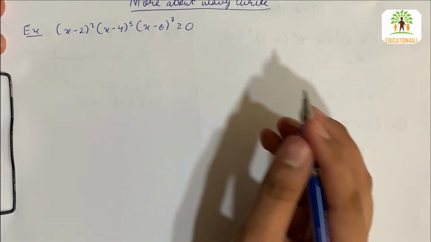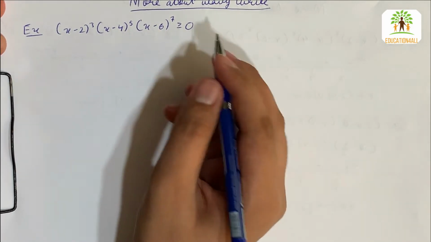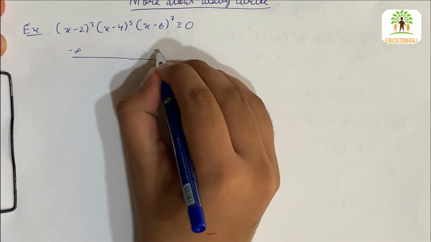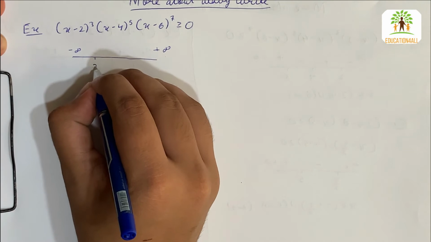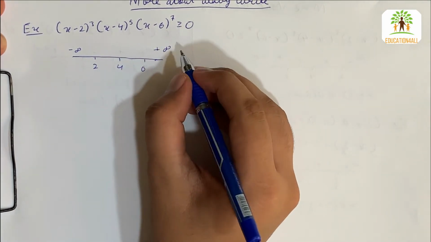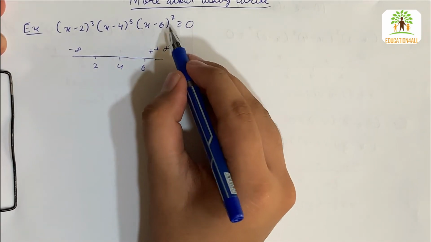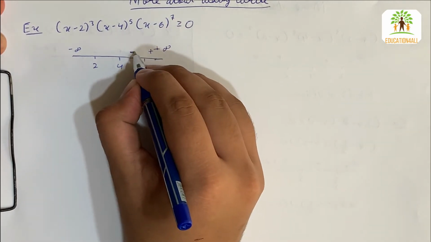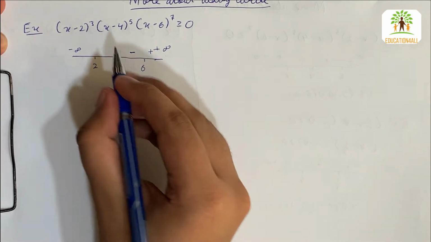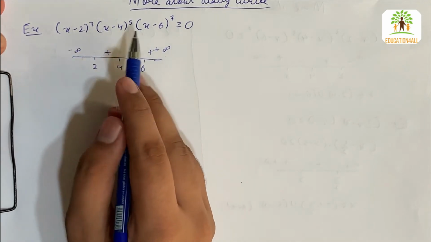First, we will proceed normally by plotting these critical points x equal to 2, x equal to 4 and x equal to 6 on the number line. Negative infinity, positive infinity, 2, 4, 6. We will first put the plus sign here, and as we have an odd power, the sign will change. We again have an odd power at the critical point x equals 4, so the sign will change once again. And at x equals 2, we also have an odd power, so the sign will change once again.